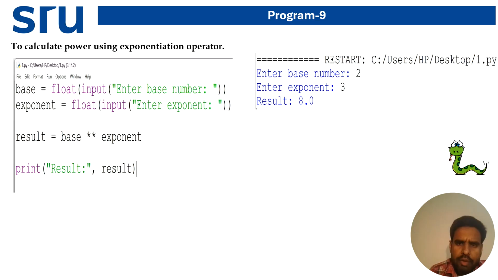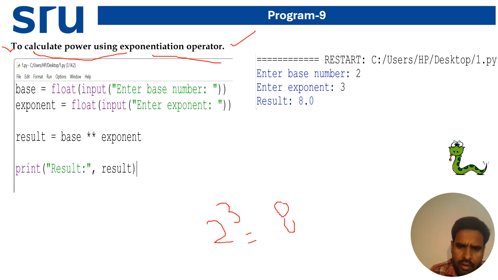Now coming to the ninth program. The ninth program is to calculate the power using the exponential operator. Using the exponential operator, we want to calculate the power. Suppose I give 2 to the power 3. What result will come here? It will be 8.